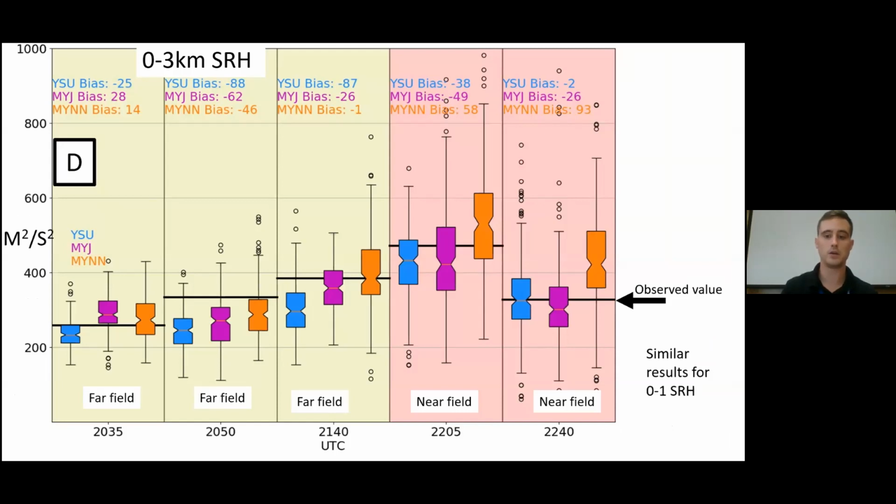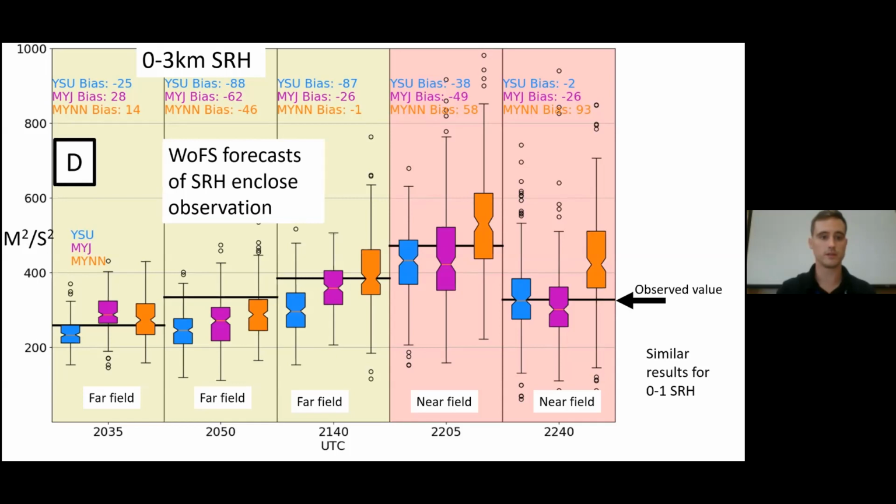And the first thing that we notice here is that WoFS does a much better job on May 20th as far as this distribution of points encloses the observed value for every single observation made on May 20th. So good job for SRH, good job for WoFS on SRH on May 20th. And again, no scheme consistently predicts smaller errors here.